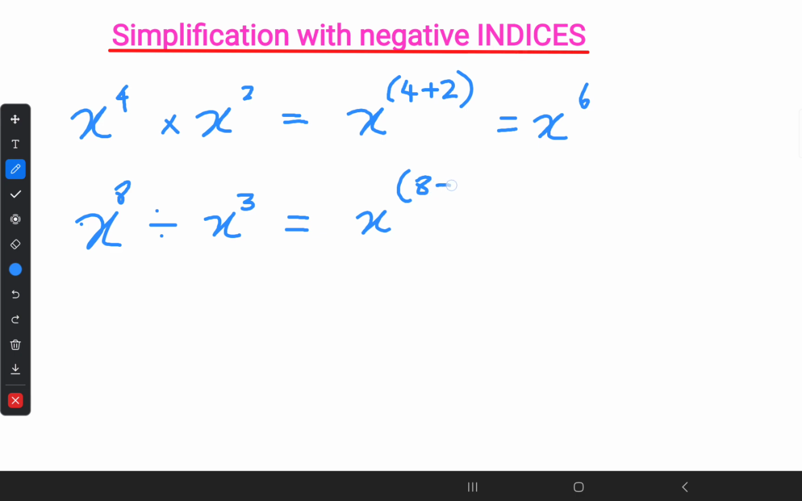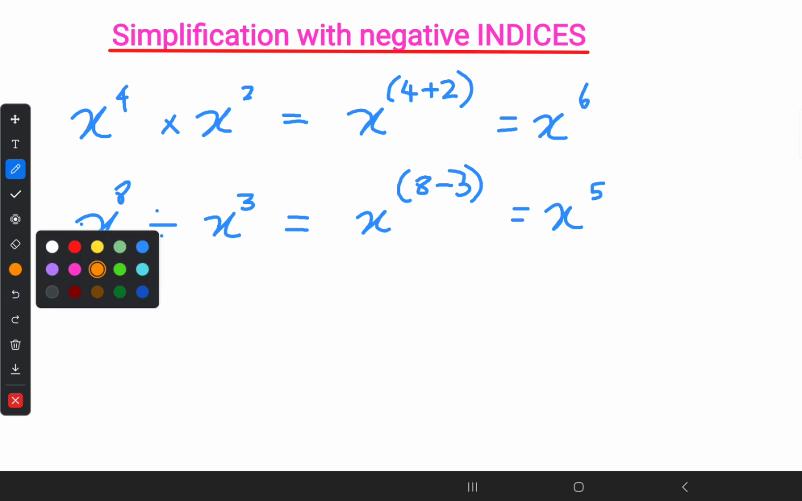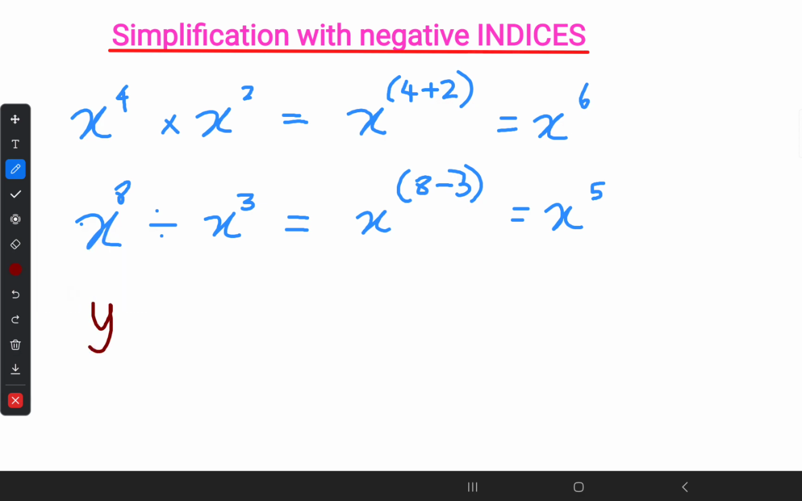So x minus 3 will become x with the power of 5. I'll repeat again. With same base multiplication, you should add the powers. With same base division, you should subtract the powers. Same thing is applicable with negative indices as well. y with the power of 7 multiplied with y with the power of negative 2.